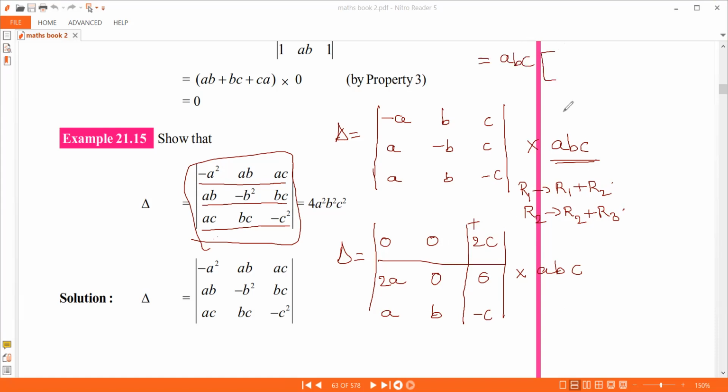You get plus 2C multiplied by 2A into B, 2AB, right? Into 0, so the 0 will not count. So you have ABC into 4ABC, right? 2AB into 2C is 4ABC. So 4A square, B square, C square. So actually, when you do that, practice like what I do, this is easy.